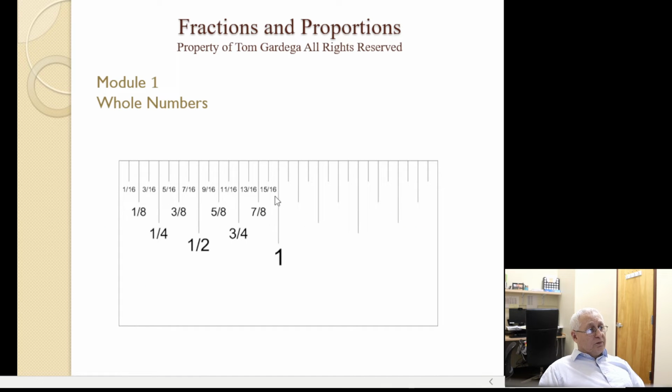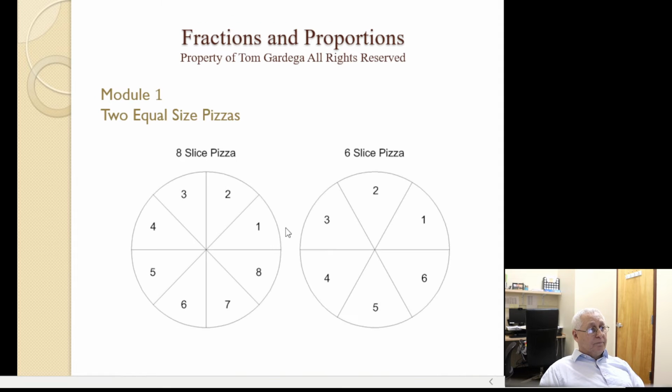Whole numbers. This is a whole number here. If you notice, this ruler has 16 parts, 15/16. When I get to 16/16, that equals a whole number. For example, 16 divided by 16 would equal 1.